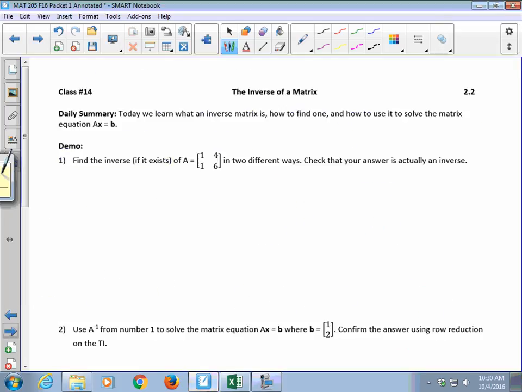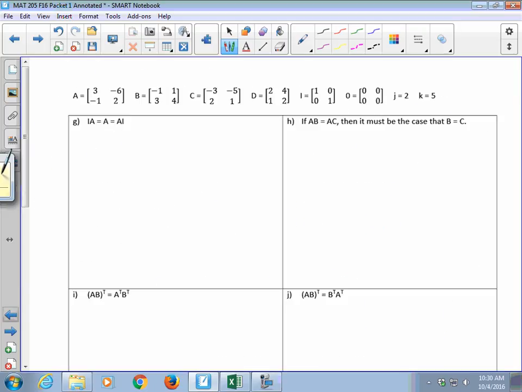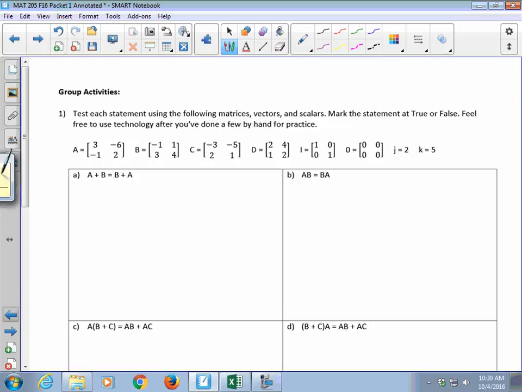Okay, before we start our lesson on inverse matrices, I'm going to send you back to the group activities from last class, where you're going to test each statement using the matrices, vectors, and scalars that I've given you, and mark them as true or false for this example. Then feel free to use technology after you've done a few by hand, just to get the hang of multiplying, adding, and subtracting matrices.